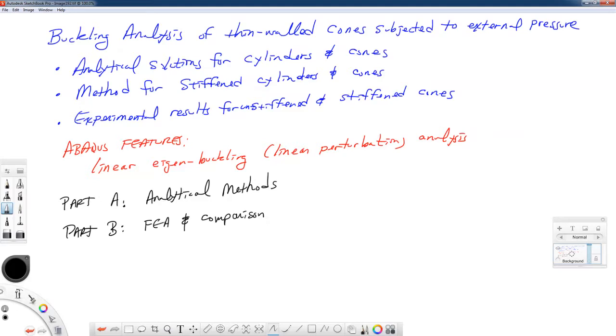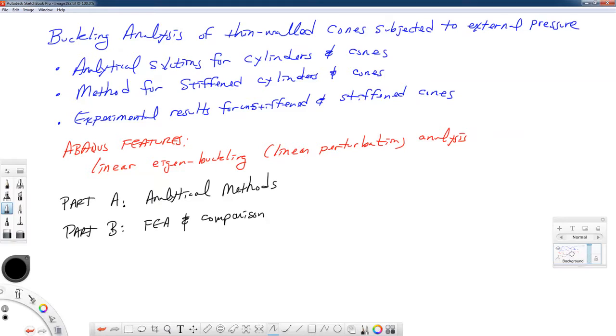Probably in part B, we'll look at the Abaqus analysis for linear eigenbuckling, which is a linear perturbation approach for determining initial buckling loads. And there are some things we have to watch out for in that. But we'll take a look at the sections in the theory and the user's manual for that. And probably at the end of that, we'll take a look at the comparison to the experimental results.